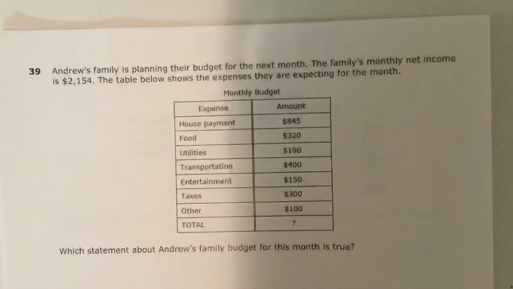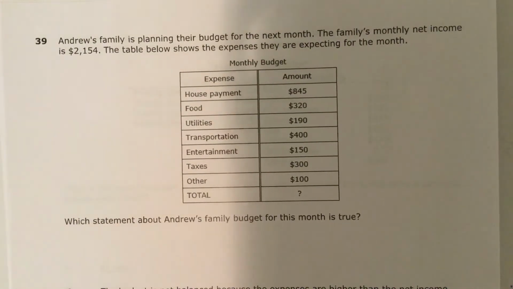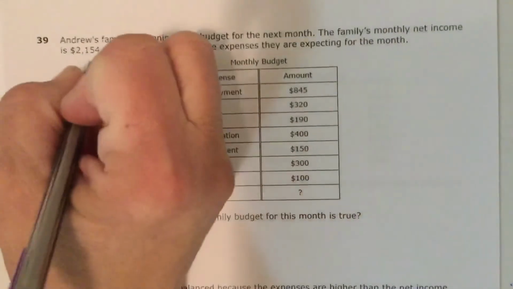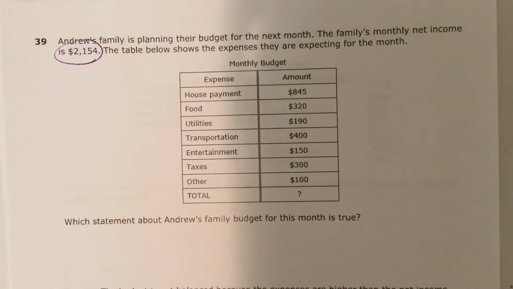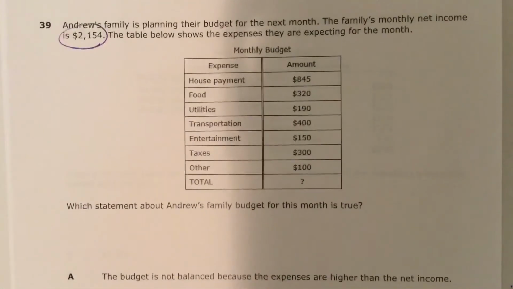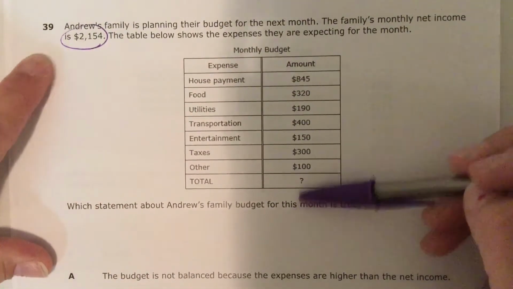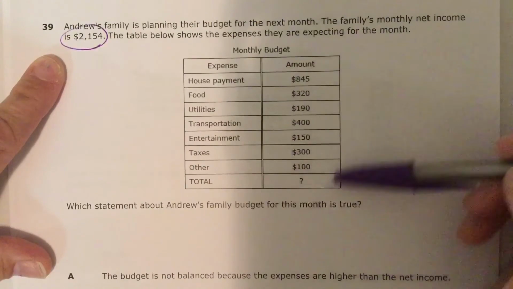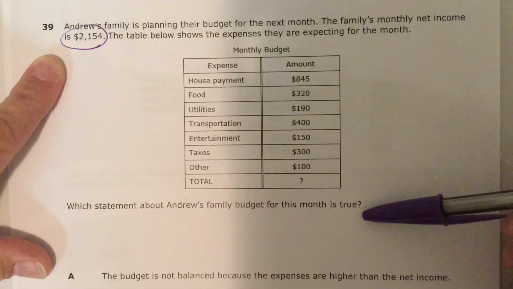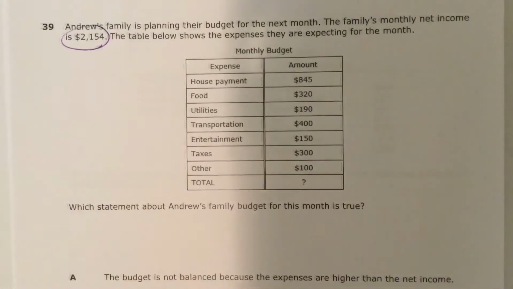All right. Andrew's family is planning their budget for the next month. The family's monthly net income is $2,154. The table below shows the expenses they are expecting for the month. Which statement about Andrew's family budget for this month is true? All right. So we have to find a total. Before we can do anything, we have to find out how much the total expenses are. So you have to rewrite that and add those up to find the total expenses.